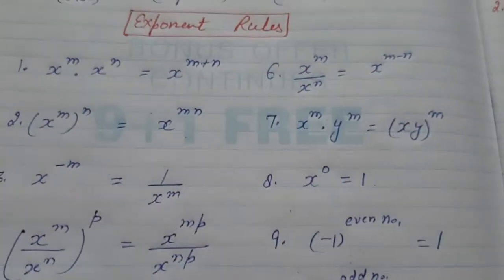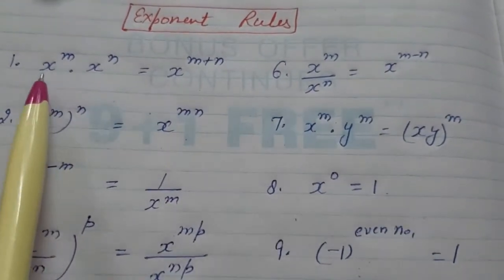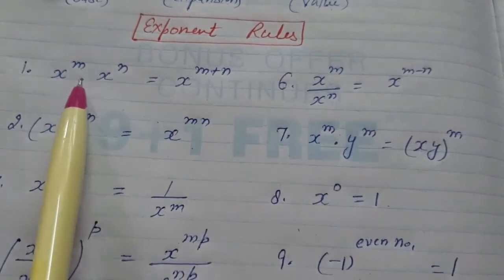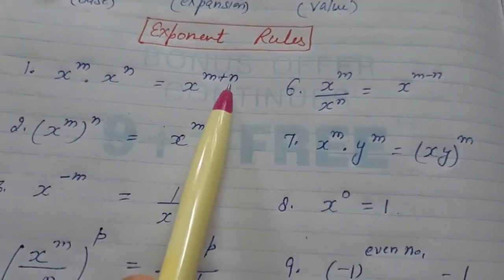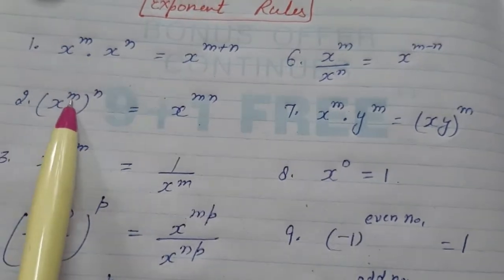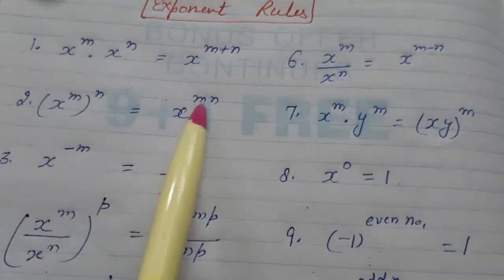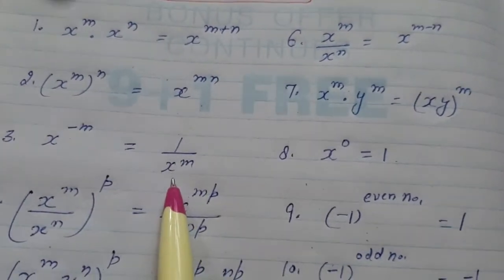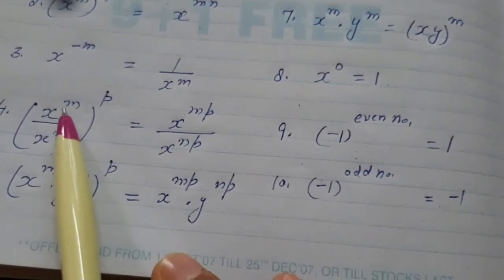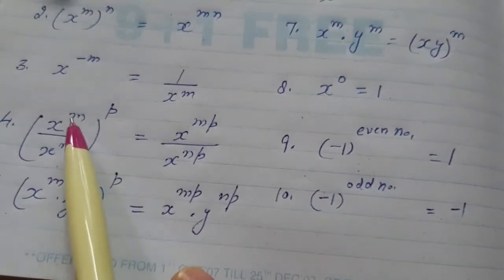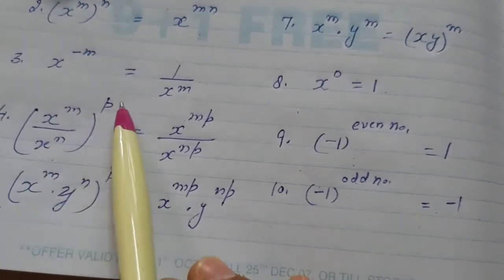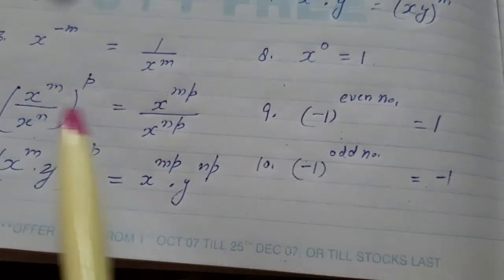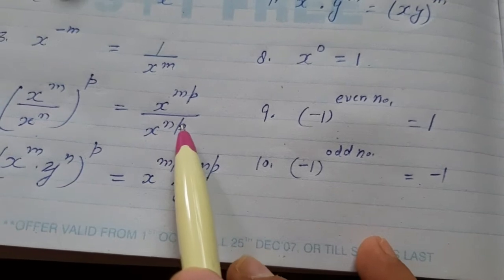So there are some exponent rules. First is x raised to power m into x raised to power n. If we have both the bases same and powers are different, and in between we have multiplied sign, then powers will be added. And if we have x raised to power m raised to power n, then powers will be multiplied, like m into n. For negative power, we have to take the reciprocal to make it positive. If in division we have x raised to power m and x raised to power n, and whole power is p, then whole power will be multiplied to numerator and denominator also. It will become x raised to power mp, x raised to power np.